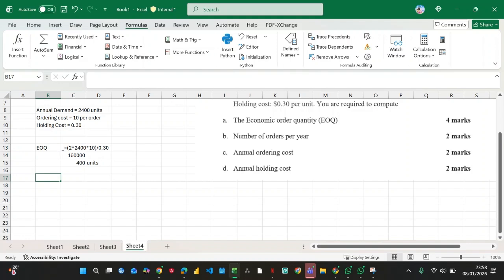Our answer is now 400 units. So this means that the company should order 400 units each time to minimize their total inventory cost. That's the economic order quantity. The economic order quantity is 400 units.